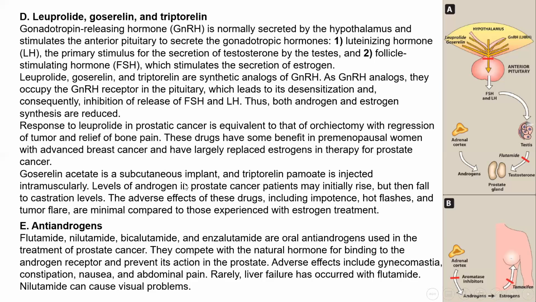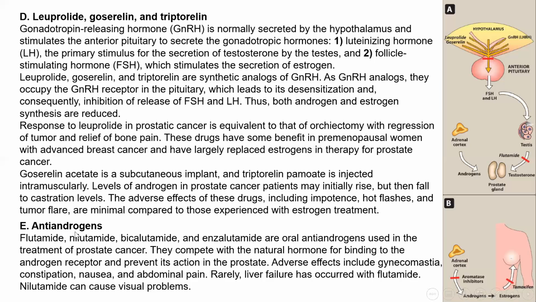Goserelin acetate can be used as a subcutaneous implant, while triptorelin can be used by IM injection. Levels of androgens in a prostate cancer patient may initially rise, and this may be due to partial agonist effects induced by these drugs, but then there is a complete fall in the levels of these androgens to the level of castration. It means castration, like orchiectomy. The adverse effects related to these drugs could include impotence, hot flushes, and tumor flare, and are minimal compared to those experienced with estrogen treatment. So in efficacy they are better, and in side effect profile also, they are better than estrogen.